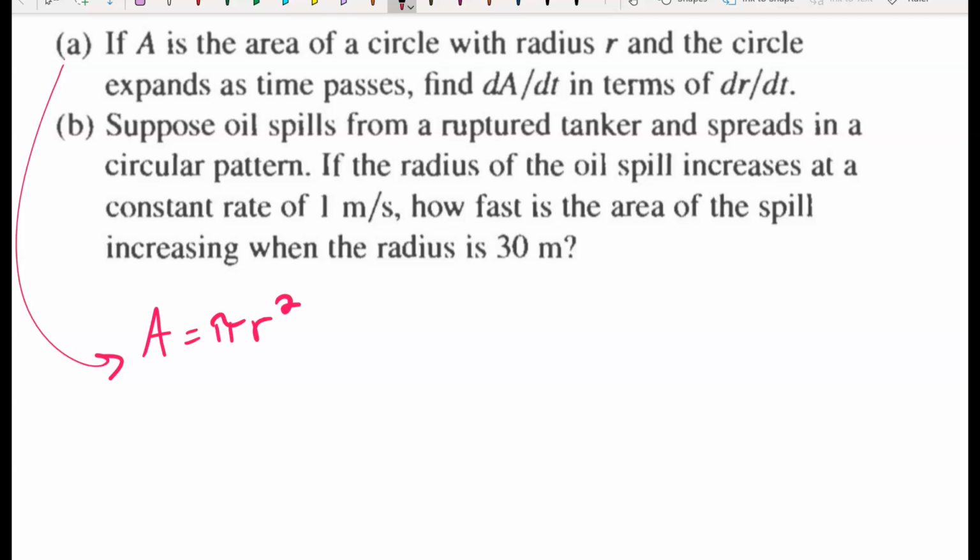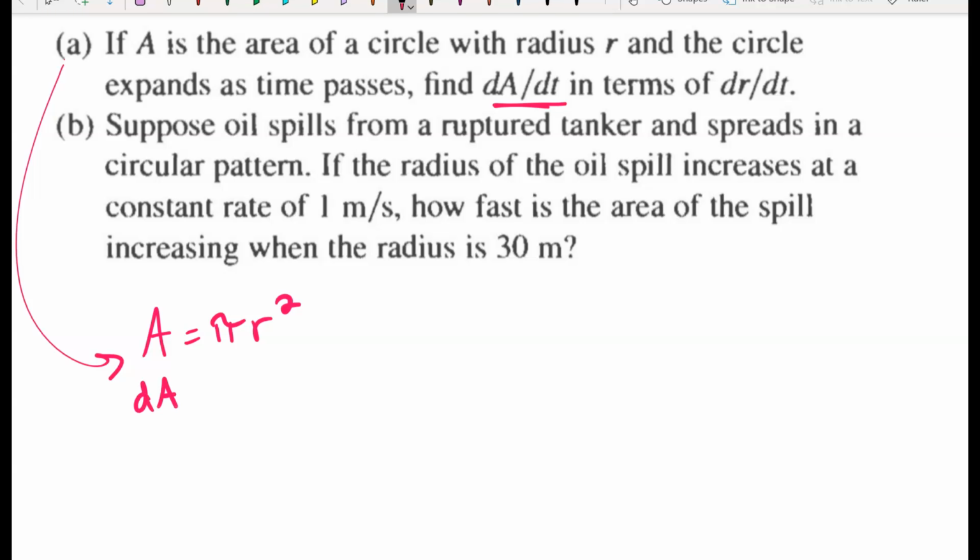Remember that the area formula for a circle is A equals pi r squared. And in order to get dA/dt, I'm going to differentiate both sides implicitly. Because as time goes by, area changes, and as time goes by, radius changes. But I don't really know what those functions look like in terms of time, so it's not like I could solve for t here. So I'm just going to differentiate both sides of the equation.